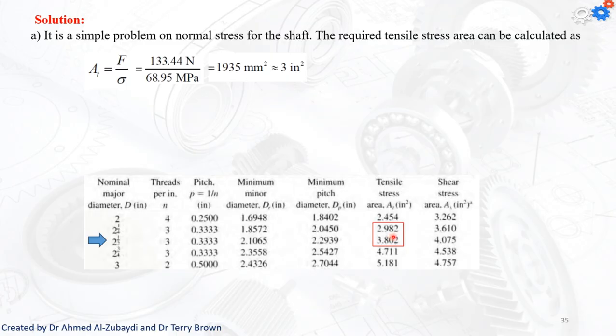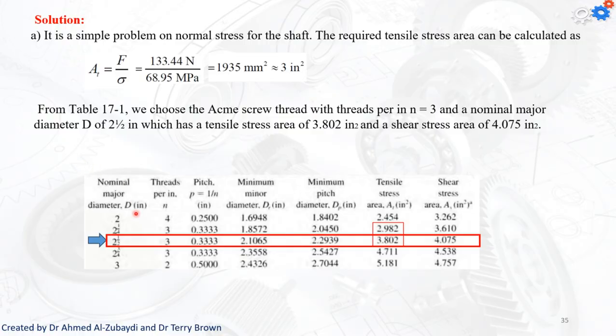And now I'm going to find that from the table. I have here 2.982 and I have 3.802. I selected the second one because we said that we need this stress not to be more than 10,000. So I would like to choose a higher area in order to provide me with a lower value for the stress. So from table 71, we choose the 2.5 inches diameter, which gives the number of threads per inch equal to 3. And the tensile stress area is going to be 3.802, and the shear stress area to be 4.075 inches square.